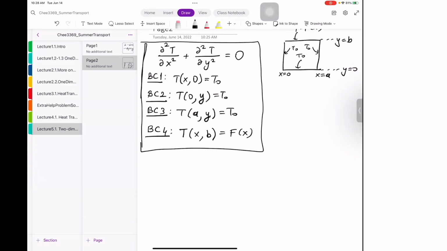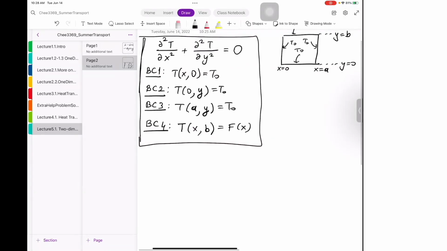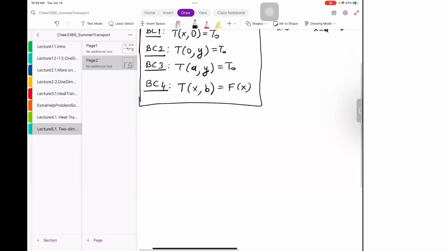Do you remember any technique that you know or learned from analytical methods, for example, or any math course that you can apply to solve this second order partial differential equation? Any idea? Yeah. Separation of variables? Exactly. So we're going to use the separation of variables.